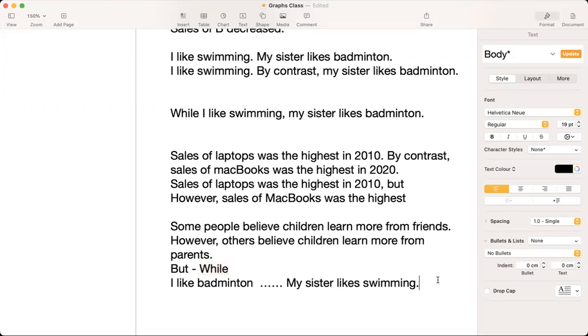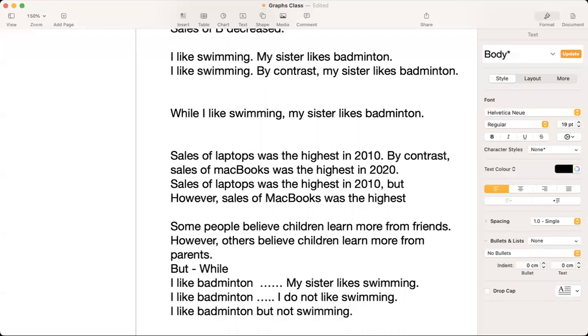So when we have different subjects, we use while. Now let me give another scenario. I have the same subject. I like badminton. And then I'm going to talk about me only. I do not like swimming. When we have the same subject, we use but. When we have the different subject, we use while. Is it clear? So for example, I want to say, I like badminton, but not swimming. Because I am making a comparison with me only.